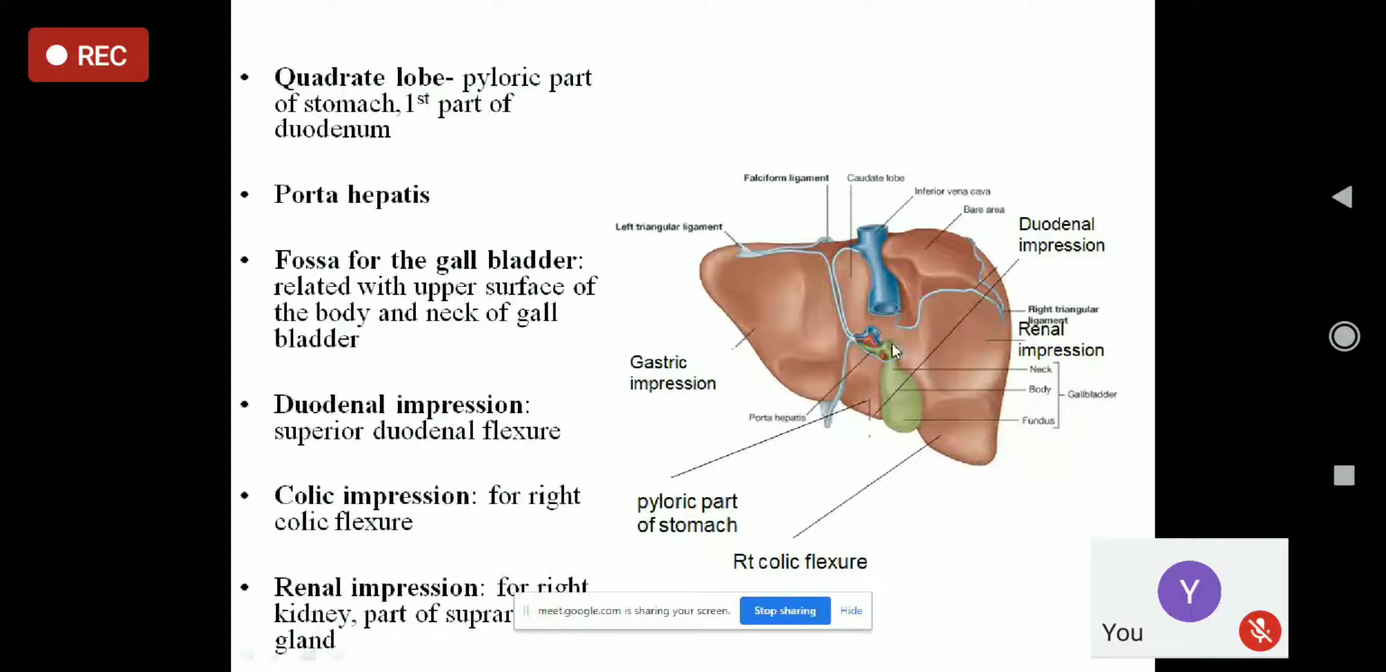After that, you have to say porta hepatis and fossa for the gallbladder. After that, you have to say colic impression for the right colic flexure. After that, you have to say the renal impression for the right kidney and part of the suprarenal gland. So we'll put pins, a red pin over here, a green pin over here, and a blue pin, whatever pin you have to recognize all these surfaces.